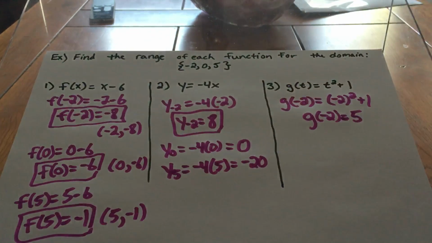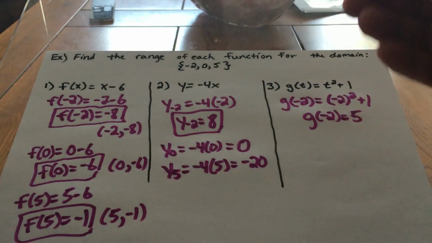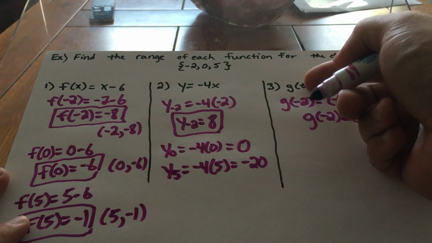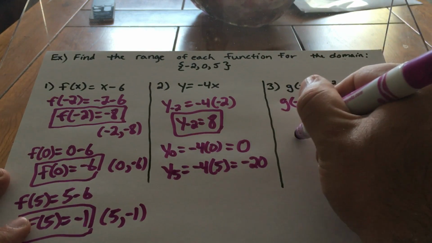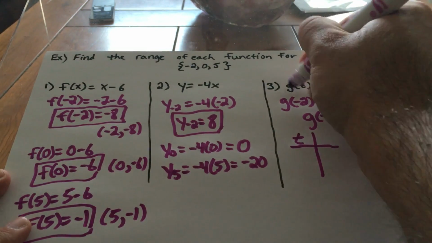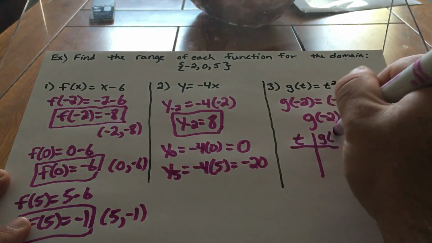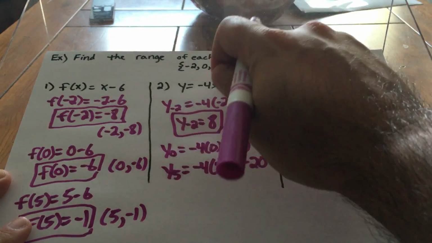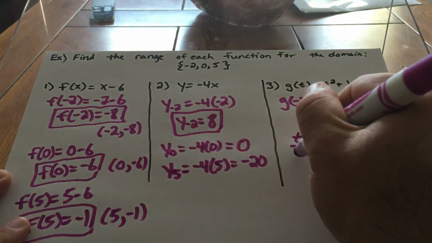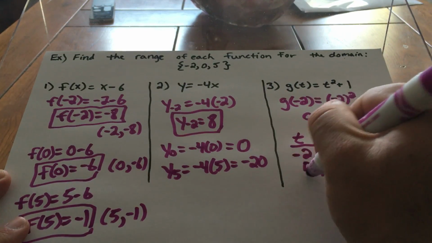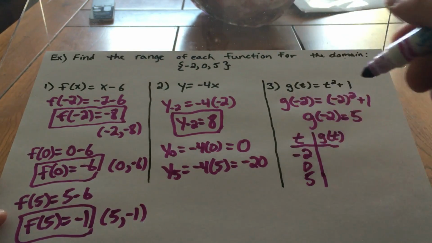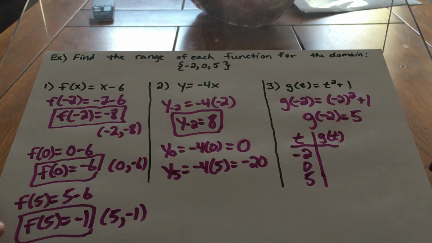You can also do what we did before. You can make your own function table from this if you want to. Notice in this case your input is t, so your function table on the left would have t, and then on the right your output is g of t. And then basically for the domain, instead of picking numbers for t, you're just putting in the numbers that they tell you. Negative 2, 0, 5. This is perfectly legitimate. You can use a function table to represent these answers if you like.